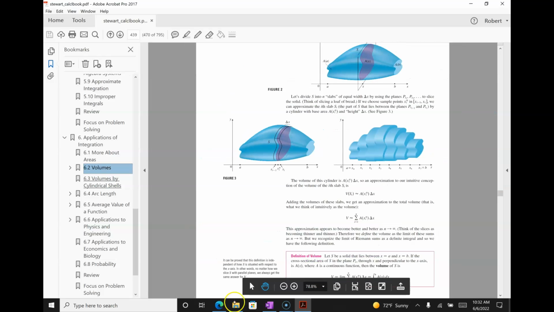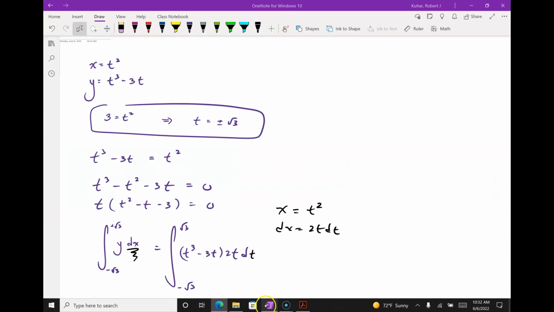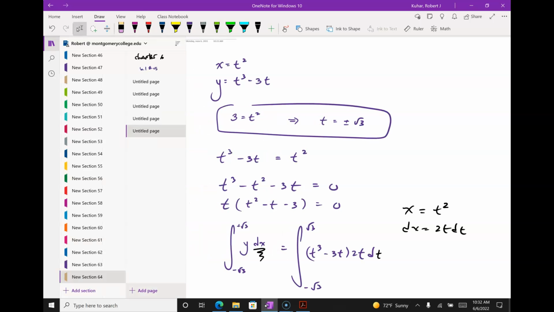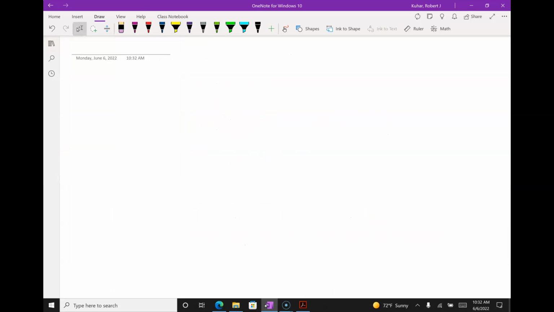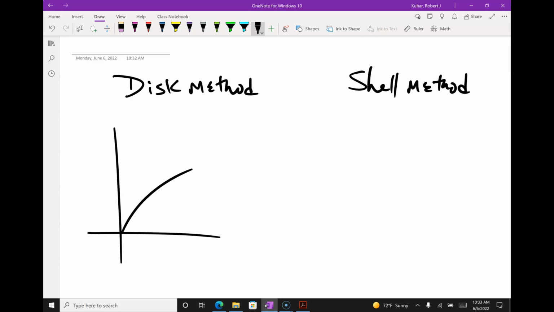Okay, let's look ahead to volumes. Tomorrow's the tough class. We're going to be doing the disk method and the shell method, so just to look ahead. What we're going to be doing is taking some piece.